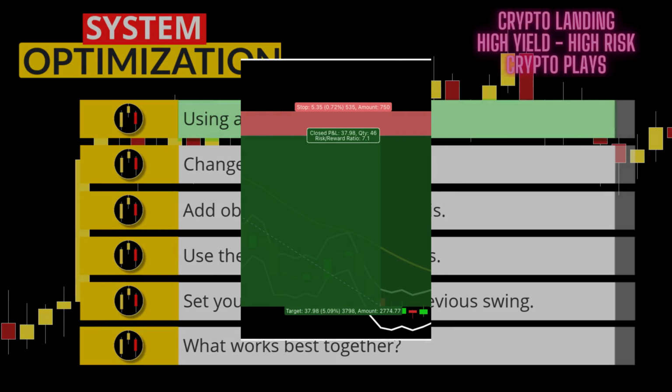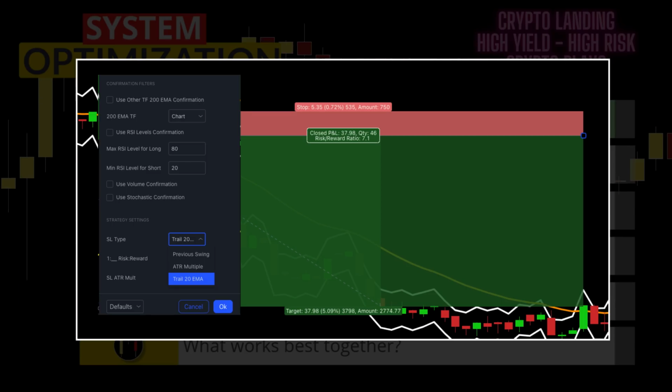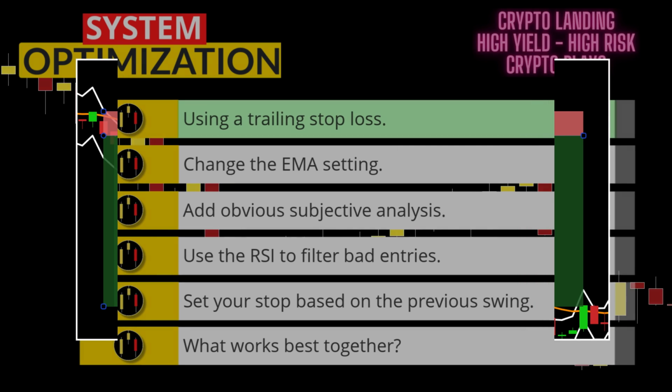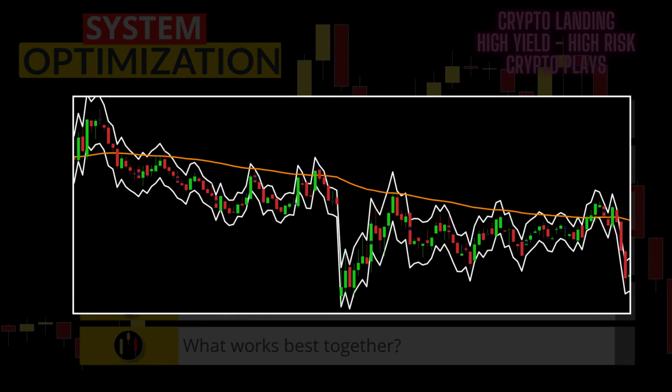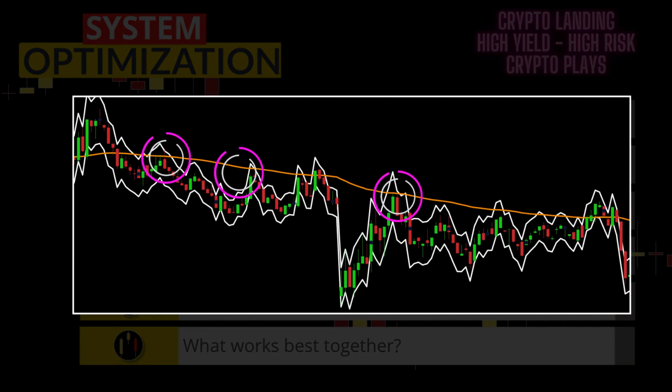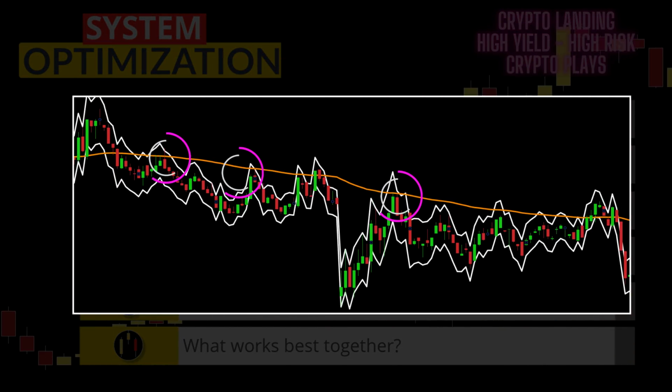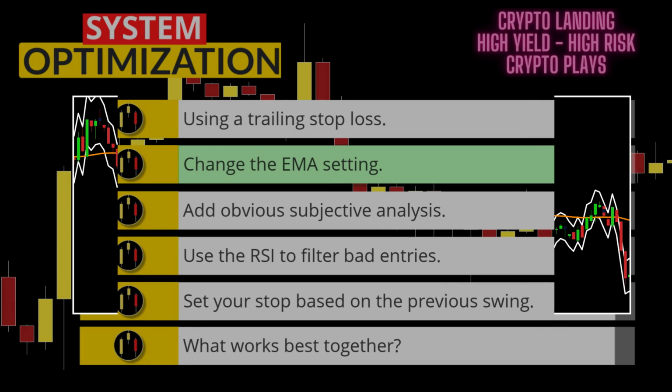First, if you want to really hold on to the trend, you can deploy a trailing stop loss. You can see here that the trailing stop on the 20 EMA would have yielded over a 1-to-7 risk versus reward. This is also an option in the script strategy settings. Second, do not be afraid to change the trigger EMA to match the current chart. Here, I change the EMA settings to 50 to get these entries.